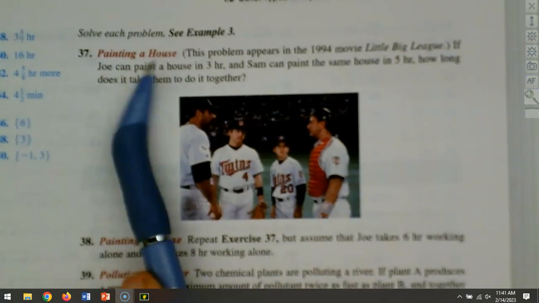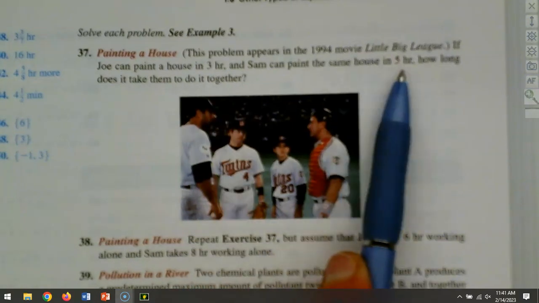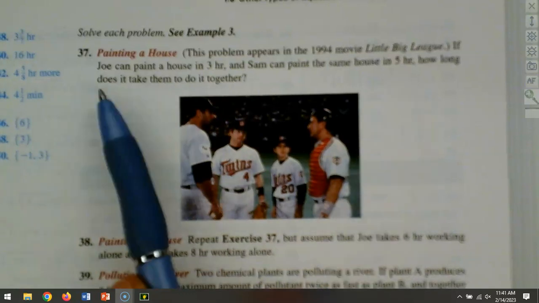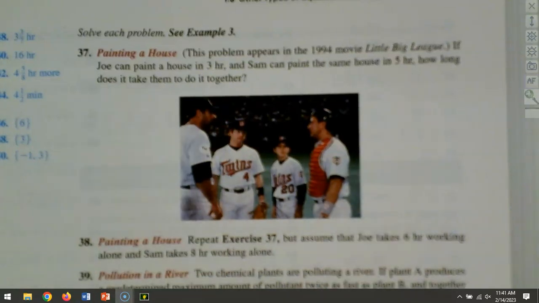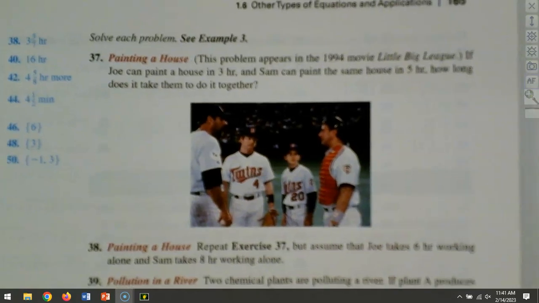If Joe can paint the house in 3 hours, and Sam can paint the same house in 5 hours, how long does it take them to paint it together? So let's take a moment to look at this one in terms of common sense. If Joe can paint this house in 3 hours, what do we know about our answer? Our answer has to be what? Has to be less than 3, right? Because Joe can paint the house in 3 hours by himself. Now, if he has a helper, what do we know? Helper's going to make it go faster. So our answer should be less than 3 at the end.